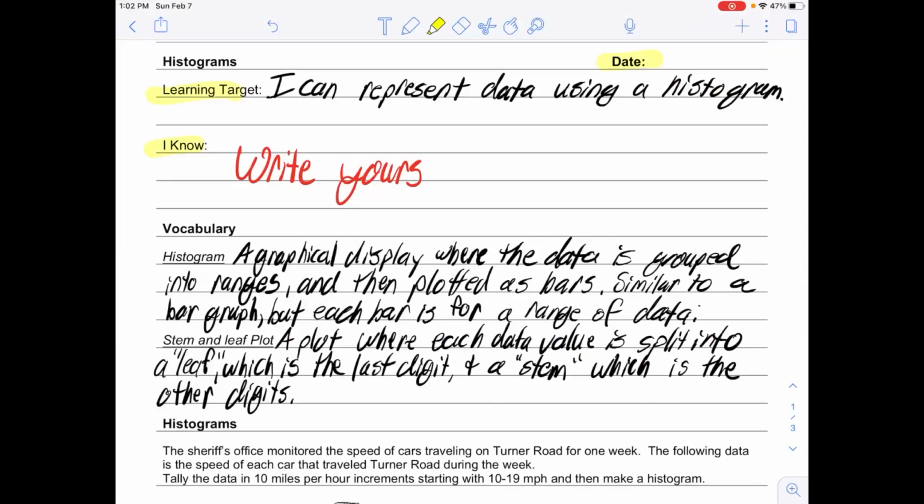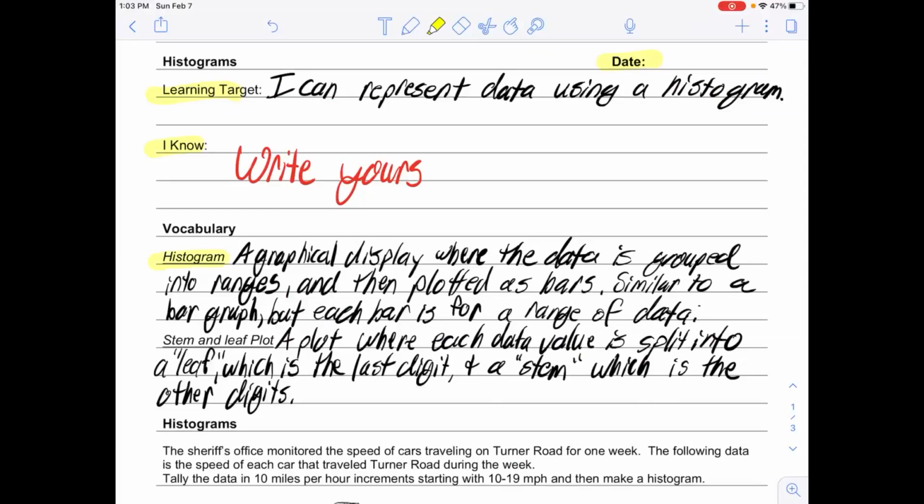Then we have two vocabulary words today. The first one is histogram. A histogram is a graphical display where the data is grouped into ranges and then plotted as bars, similar to a bar graph, but each bar is for a range of data. Now, if you read that and went, wow, that's a lot of words, and I don't know what that means, that's okay. We're going to be looking at it, going over it together, so you do not need to panic about that at all.